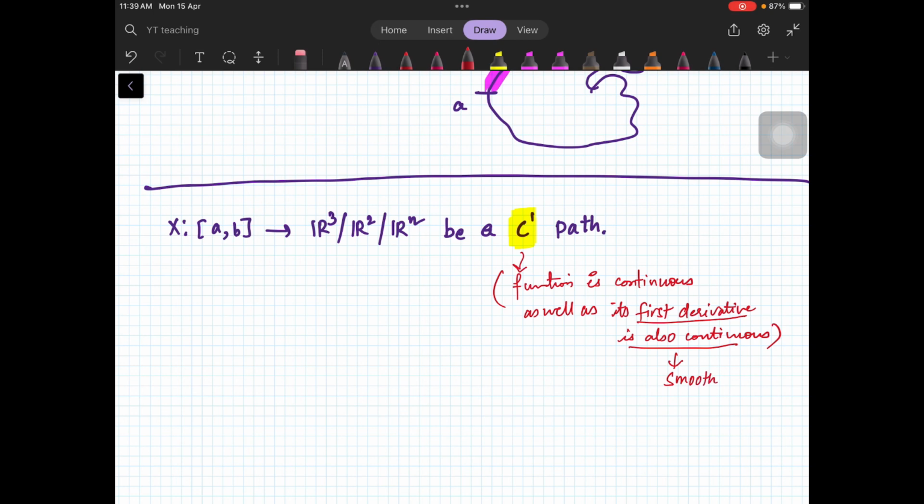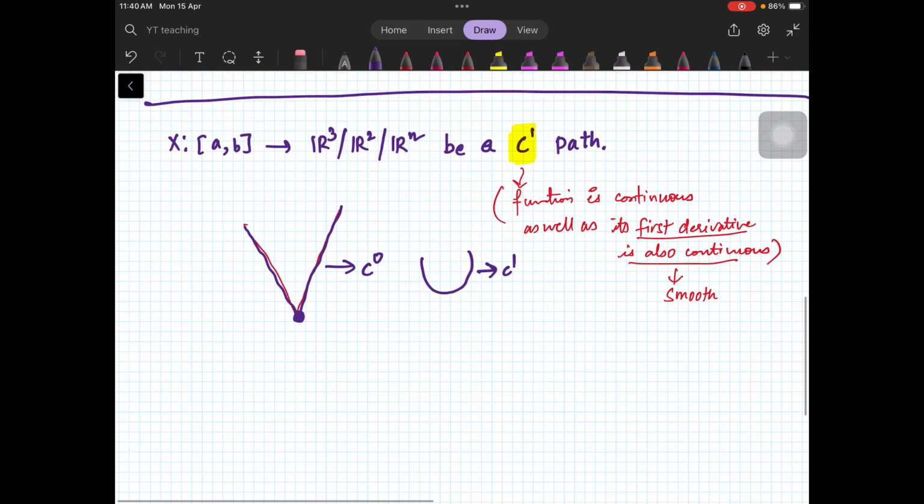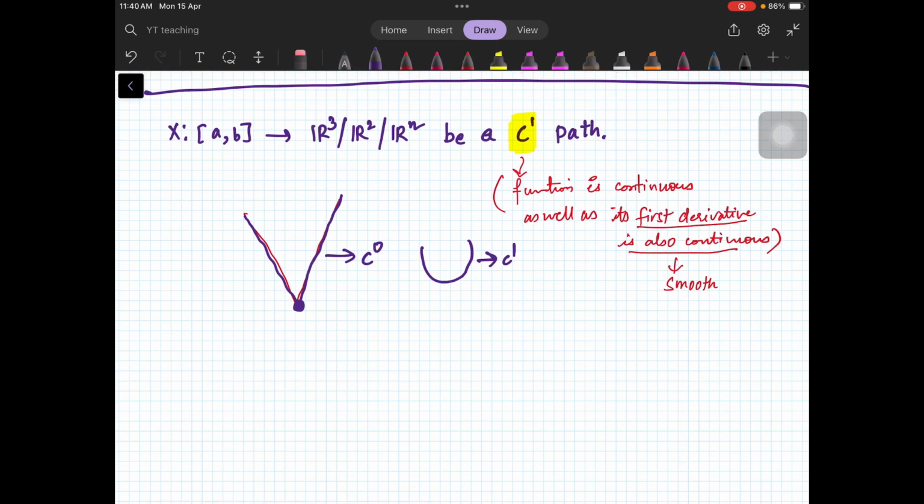For example, if you look at a curve like this, this is a C0 curve because it is a continuous function, you can see. But if you look at the first derivative, it is not continuous at this point. So this is a C0 curve. Something like this is a C1 curve. It is smooth without any corners. Okay, so it's simple. Why are we putting this assumption of a C1 curve? So that we actually know that what we are calculating makes sense. Length makes sense, right?